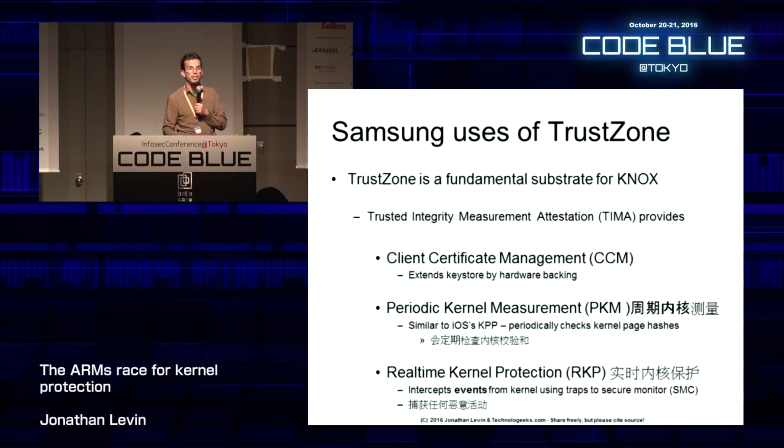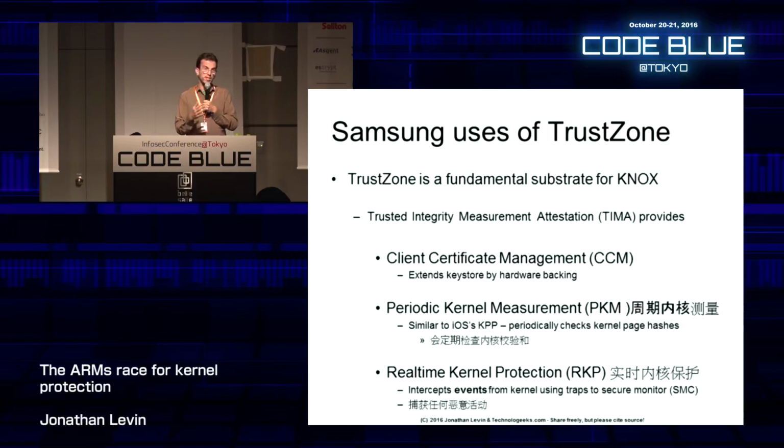And what do they check back on? When a client requests a certificate, they actually store the private keys corresponding to the certificate in their secure world. And they also make forays or sojourns from the secure world to the non-secure world in order to do periodic checks on the kernel state, as well as what they call real-time kernel protection.